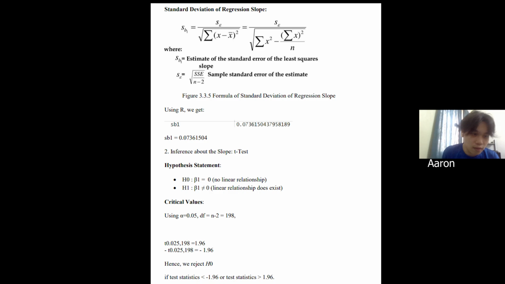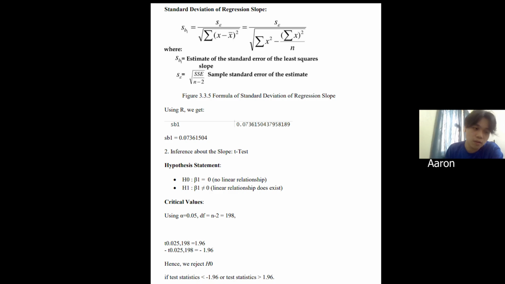Using RStudio, we get that the estimate of the standard error of the least square slope equals 0.073611504. Inference about the slope, t-test. The null hypothesis H0 is beta 1 equals 0, and the alternative hypothesis H1 is beta 1 not equal to 0, and a linear relationship does exist.